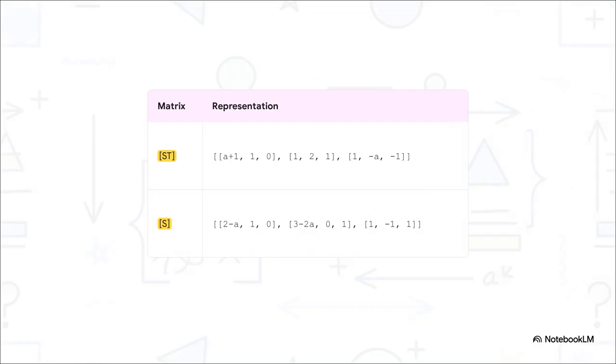So here's our evidence file. This is what we have to work with. We've got the matrix for the combined transformation ST. That's just what happens when you apply T and then S. And we have the matrix for S all by itself. And notice, our prime suspect, the variable A, is just lurking there in plain sight, inside both of them.